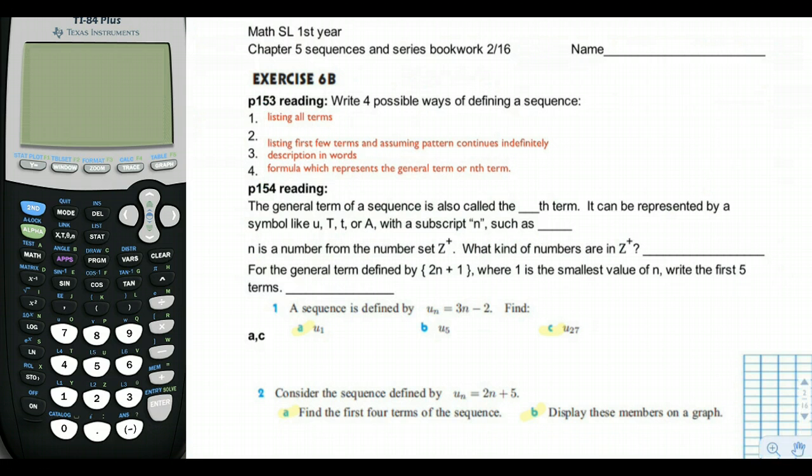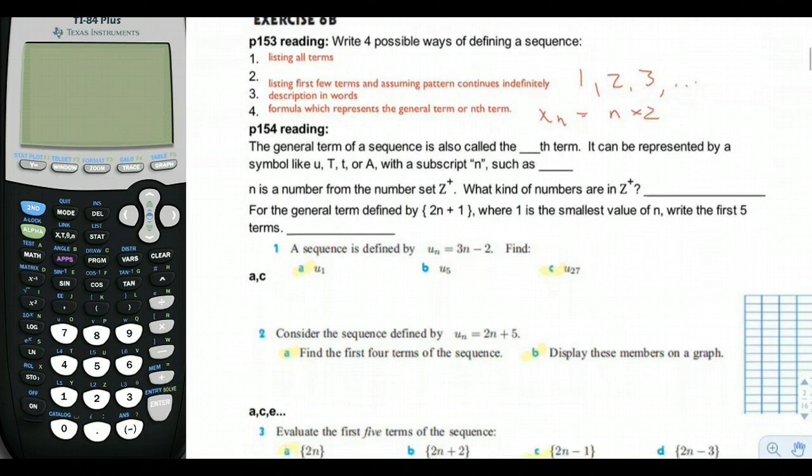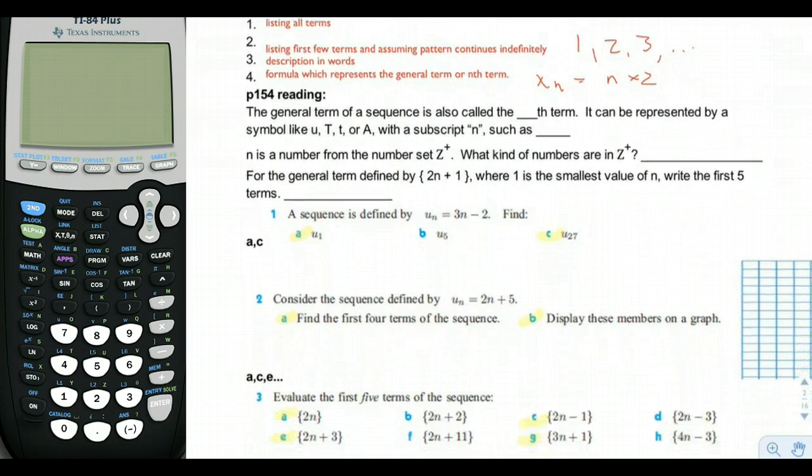Description in words, you could write something like the even numbers starting from the number 2. That would be describing one in words. Formula, which represents the general term or the nth term, you could say something like x sub n is equal to n times 2. Okay, something like that. Okay, and we're going to be working on that method for this section. The general term of a sequence is also called the nth term. N is what they call an index.